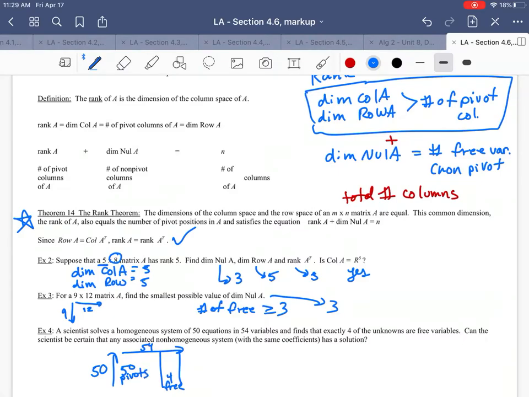Right? So that means my column space, my row space is 50, 4 free variables, and so basically everything left has an answer. So can we be certain that any associated non-homogeneous system with the same coefficients has a solution? Yeah, because basically all these pivots mean that I'm going to have a solution. I have 4 free variables that can be anything they want to be, and I don't have any rows left that can cause me a problem. So my answer to this would be yes. Okay. All right. Because the column space is less than or equal to 50, so that would be true.